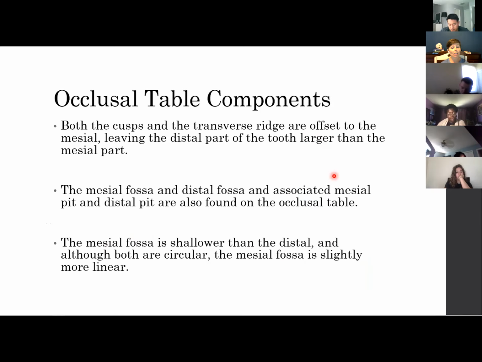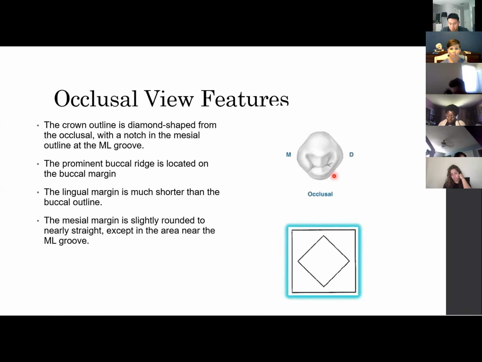All right, talking about the occlusal table components of the mandibular first premolar. Both the cusp and the transverse ridge are offset to the mesial. So when you're looking at it with the buccal up, it is going to be towards the mesial, leaving the distal part of the tooth larger than the mesial part. Can you see that from here? So you see that the mesial part looks a little less than the distal part, because everything is a little offset to that mesial.